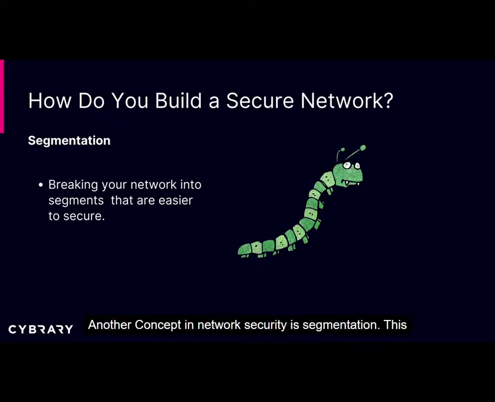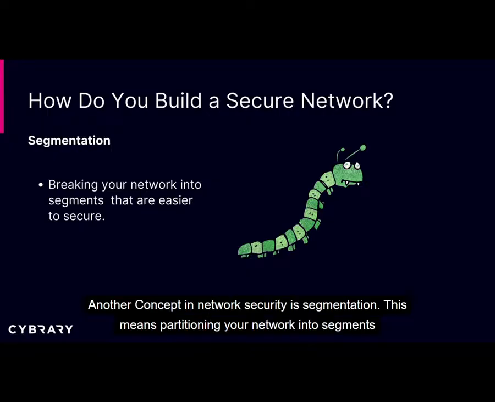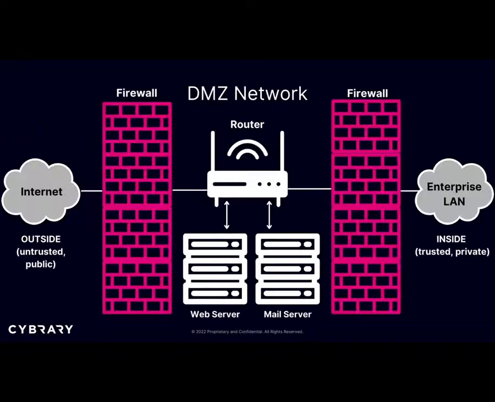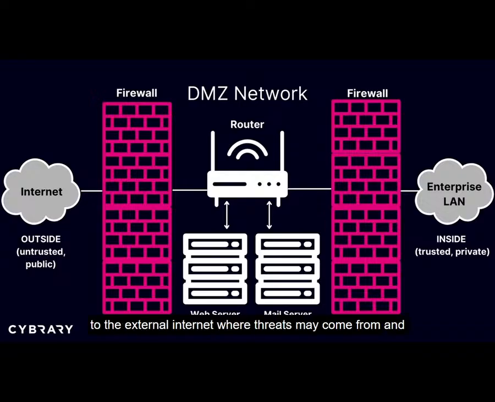Another concept in network security is segmentation. This means partitioning your network into segments so that you can keep each segment secure. An example of segmentation is a so-called DMZ. The term is taken from the military demilitarized zone and is an area of your network that is connected to the external internet where threats may come from and is sort of a buffer to your internal network. It often contains a mail server and a web server to retrieve your email and your web traffic.